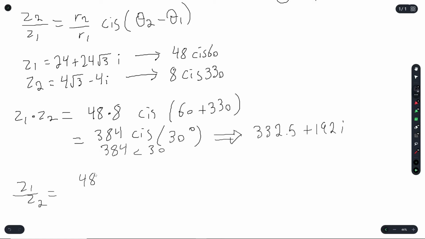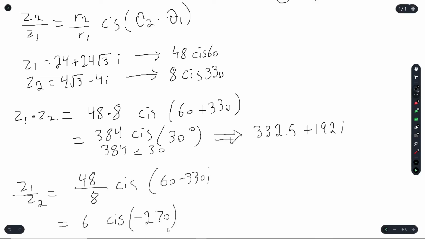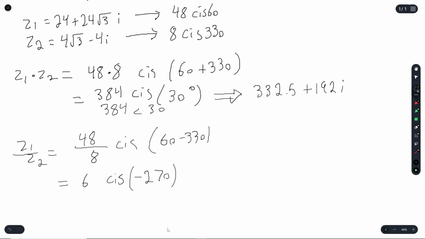Then for z1 over z2, you do 48 over 8 cis 60 minus 330. So 48 divided by 8 gives you 6. Then cis 60 minus 330, which is negative 270. Now we have to add 360 because we cannot keep it negative, which will give us 90.